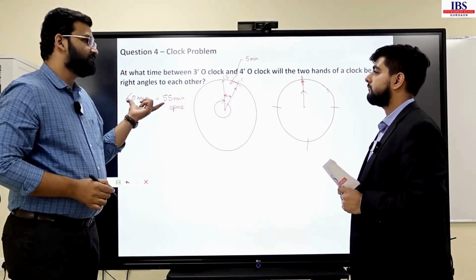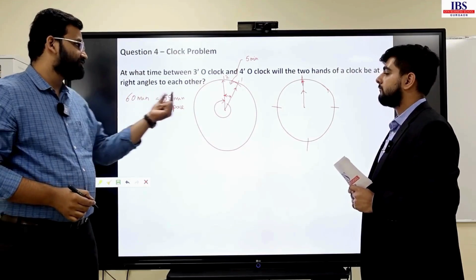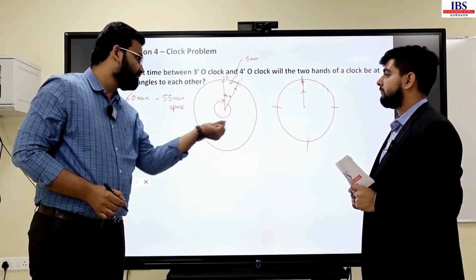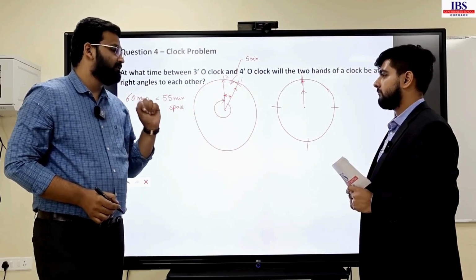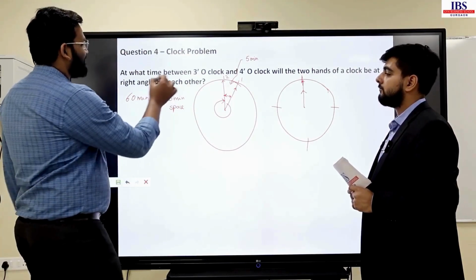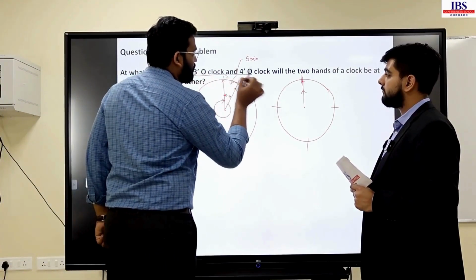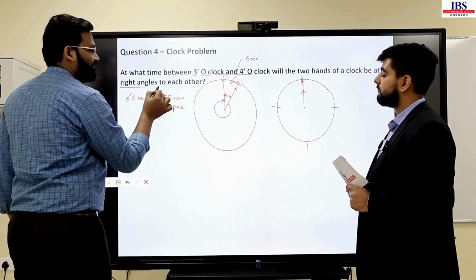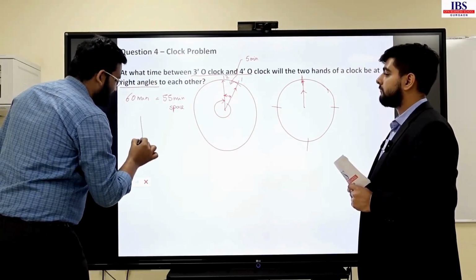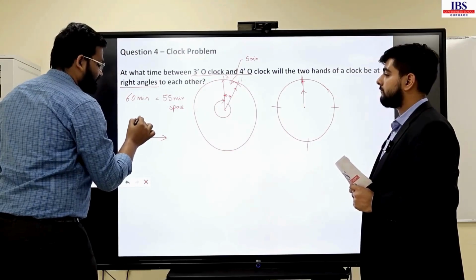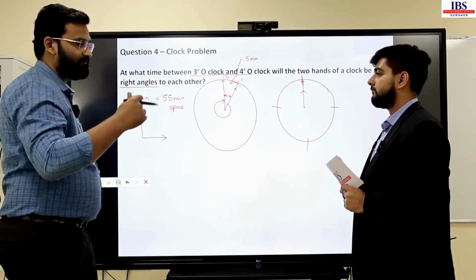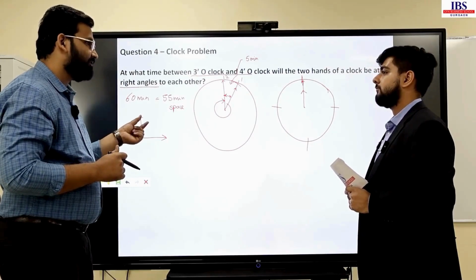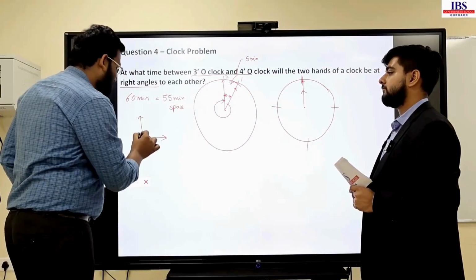So here I have deduced the equation that in 60 minutes the distance traveled by the minute hand with respect to the hour hand is 55 minutes. Now the question is asking: at what time between 3 o'clock and 4 o'clock will the two hands of a clock be at right angle? It means that between 3 and 4, the angle between the minute hand and hour hand is 90 degrees.